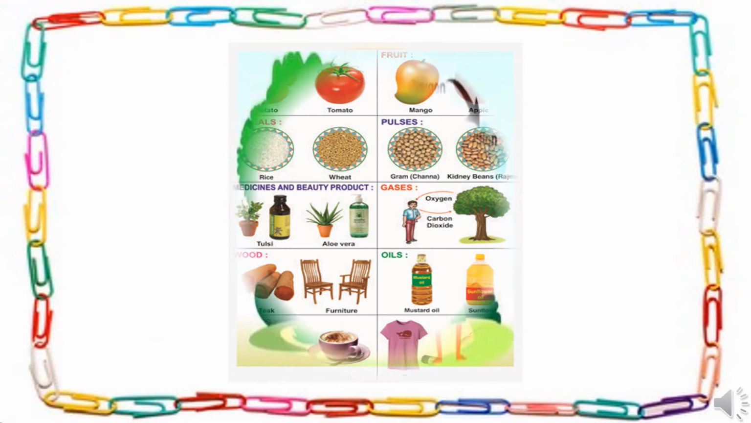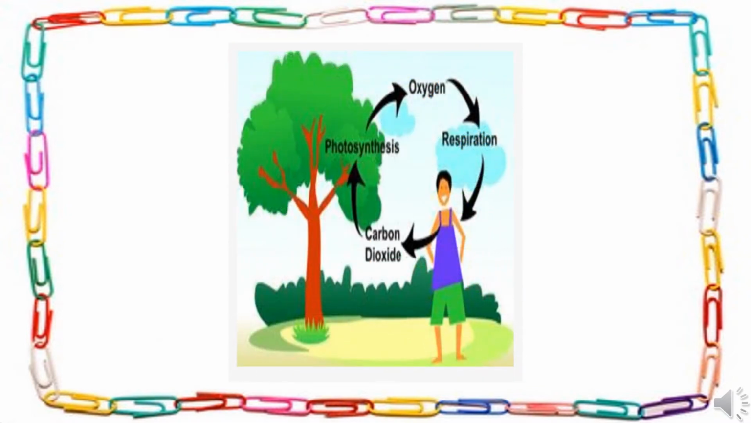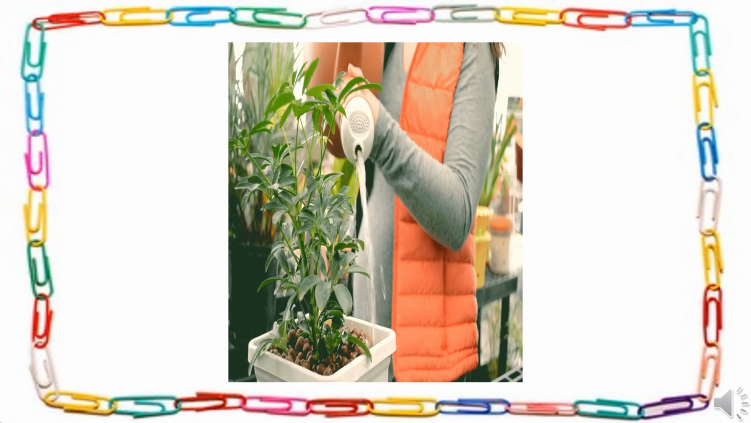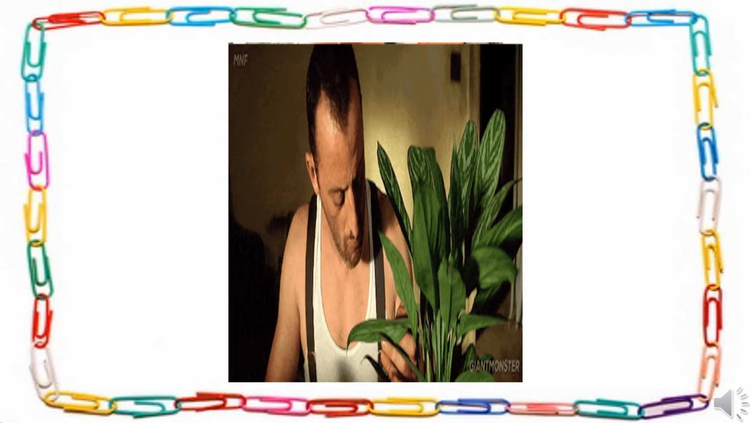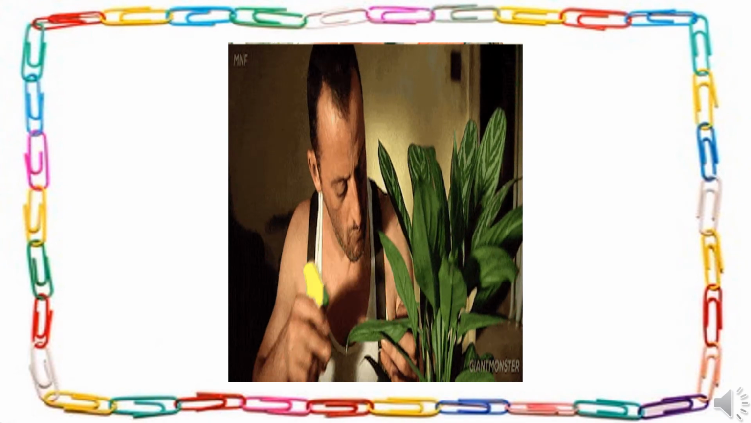Humans breathe out carbon dioxide needed by the plant for the process of photosynthesis, and at the same time the humans breathe in oxygen given by the plants. Humans take care of the plant by watering the plants. They also do the trimming and putting fertilizers to the plant.